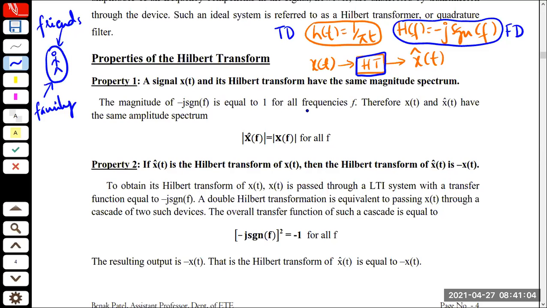So this is property number one, where the magnitude of negative j signum function of f is equal to 1 for all frequencies. If I apply the modulus operator on both sides, we'll get its value as 1 for all the frequencies. Thereby x of t and x cap of t have the same amplitude spectrum. So this is our property number 1.